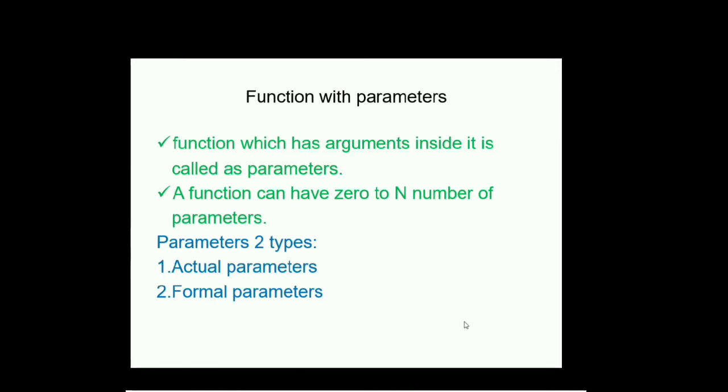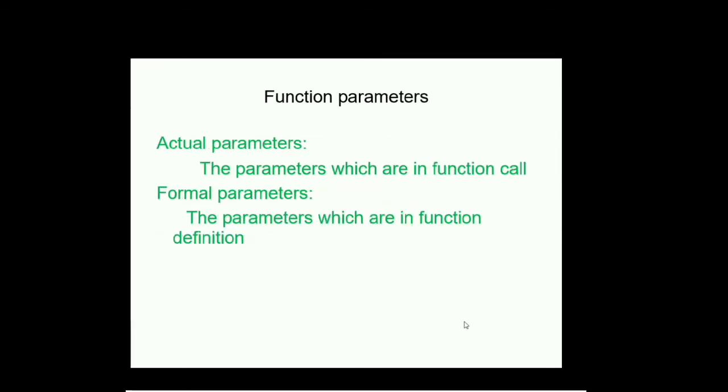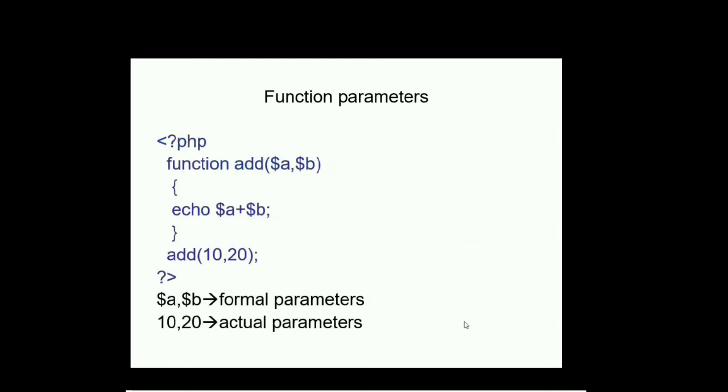So in a function call, the arguments which are passed are called actual parameters, and the parameters which are in the function definition are called formal parameters. I'll go to a practical example here. Actual parameters are in the function call and formal parameters are in the function definition. Now see here, I have written a code snippet: A, comma B, and I have given 10, comma 20.